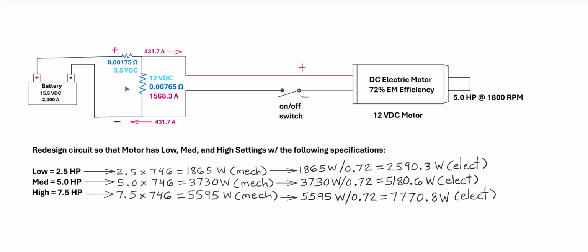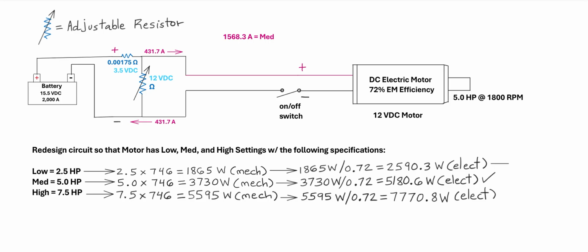So next we would remove this resistor and replace it with an adjustable resistor. And then we would delete the original resistor values, because now we have a range, not a constant resistance. So we can take the medium current drop out and focus on the low and high settings.